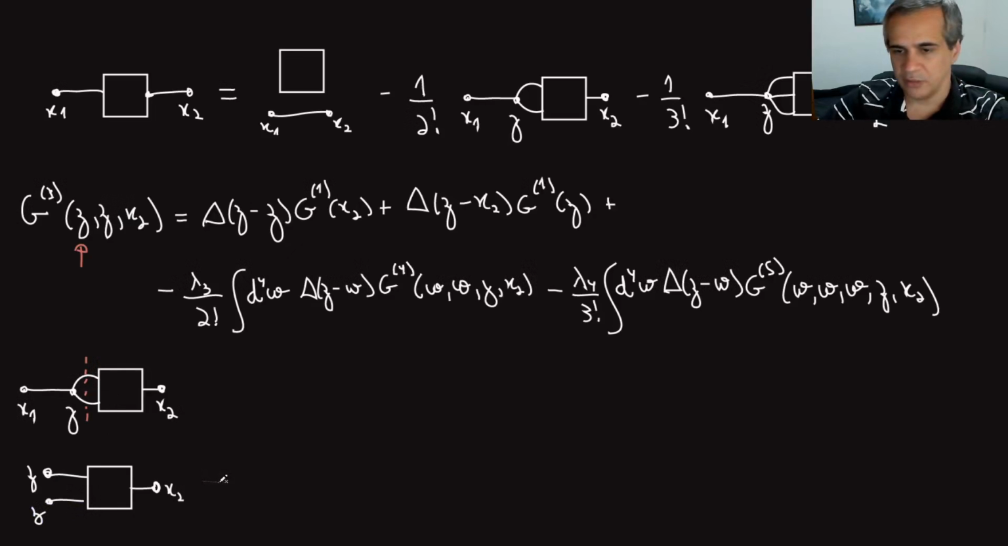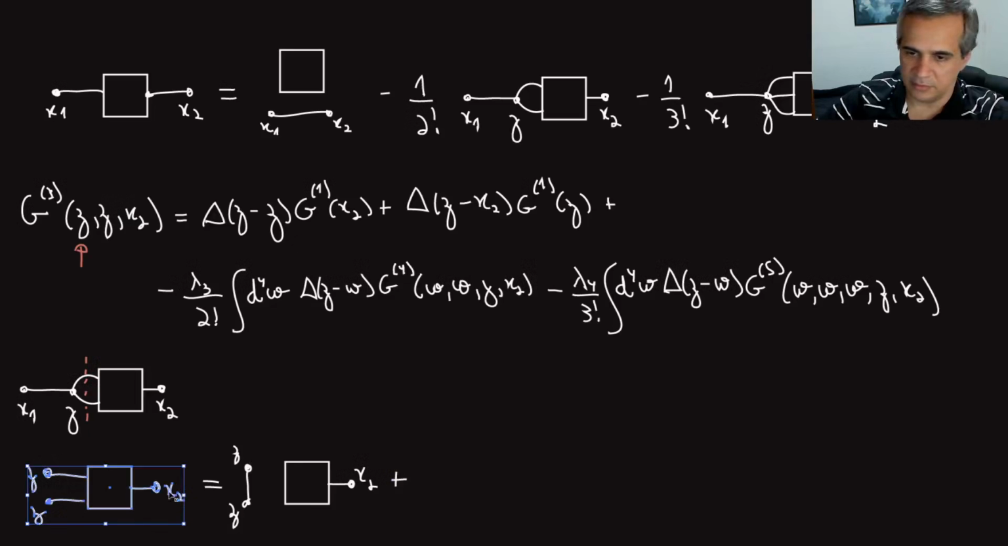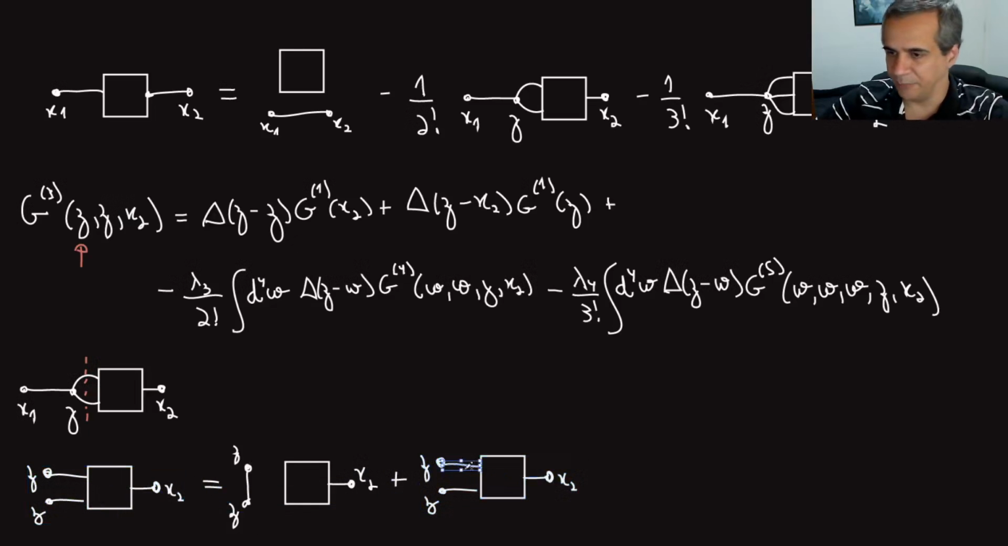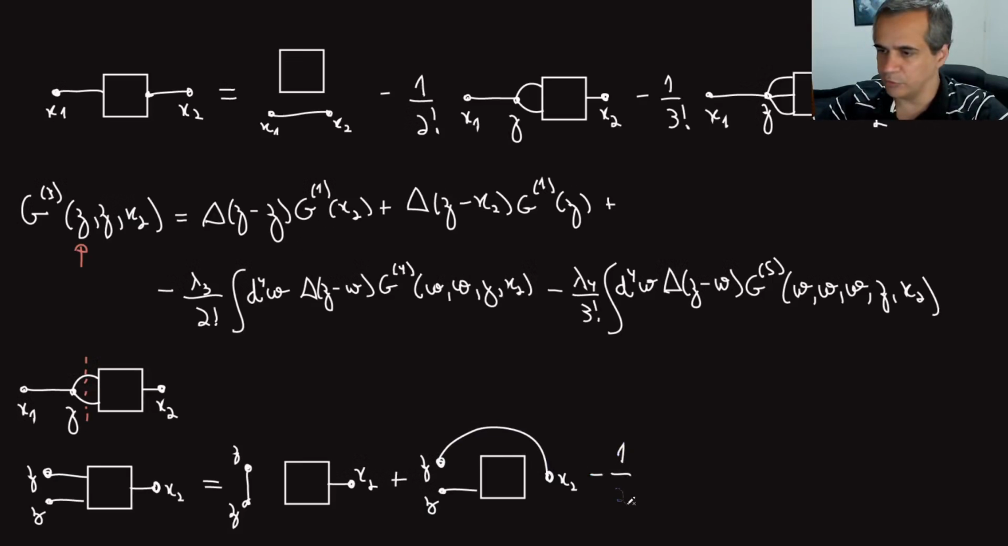I'm using Schwinger-Dyson equations here, so I'm getting z, right? This is this part times a box that depends only on x2, right? Plus this guy, but now it depends only on z, and there's a propagator from z to x2, right? Minus 1 over 2 factorial.